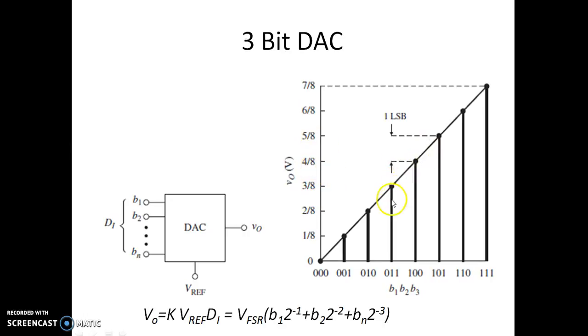You can see for every bit change, the output changes by 1 LSB. So that's why it is called LSB. If there is a change in LSB, the output also changes by 1 LSB. So the difference of the heights of the output voltage from one bit to the next consecutive bit.